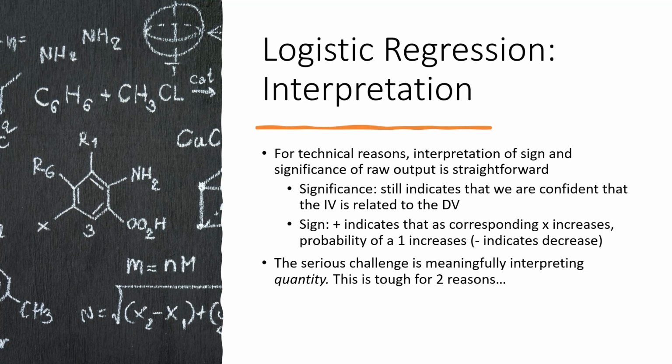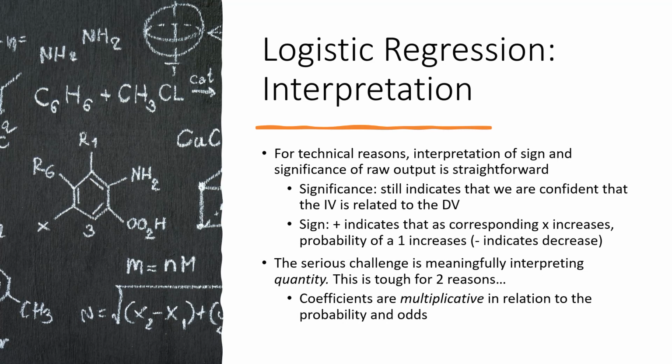So the real challenge here is for a couple of different reasons. First, the coefficients are multiplicatively related to the probability and odds. And this is because of our transformations and ultimately the reverse transformation that has to happen to get us there. But that multiplicative relationship can introduce some difficulties in the interpretation. Secondly, it's because transformations are needed to even begin interpreting. That is, I can't even approach the interpretation of quantity or magnitude until I've done some transformations. And even after doing the transformations, the interpretations of quantity and magnitude are not straightforward.